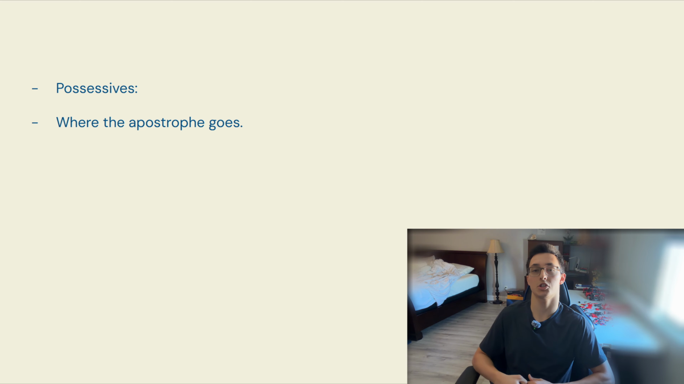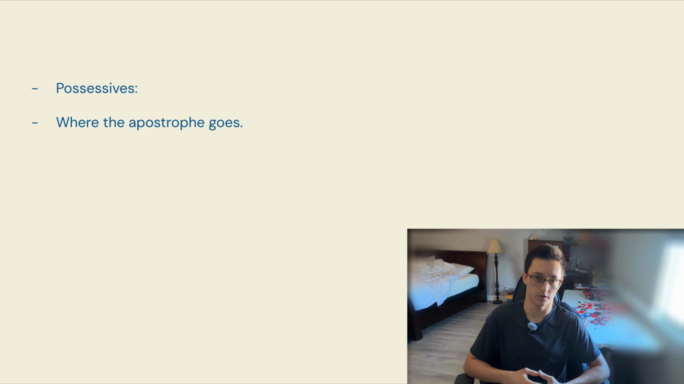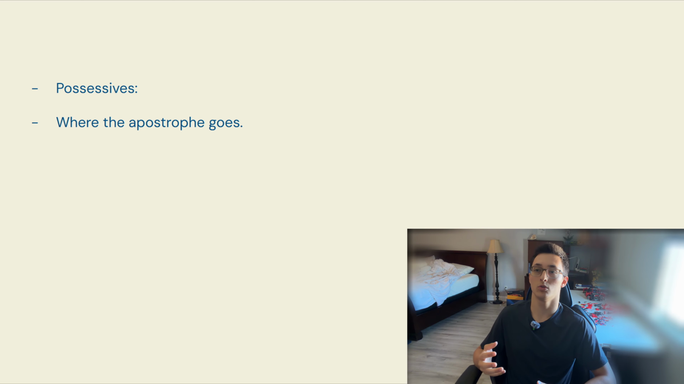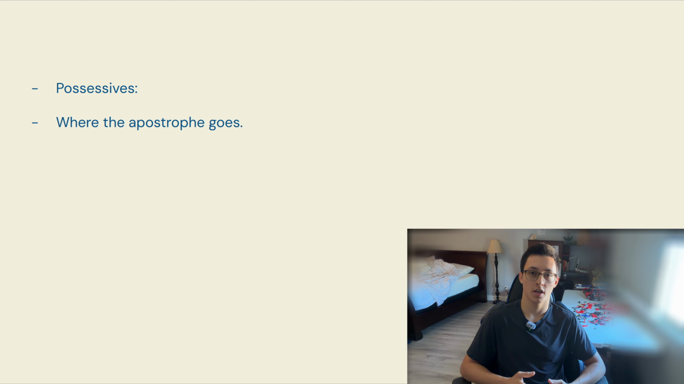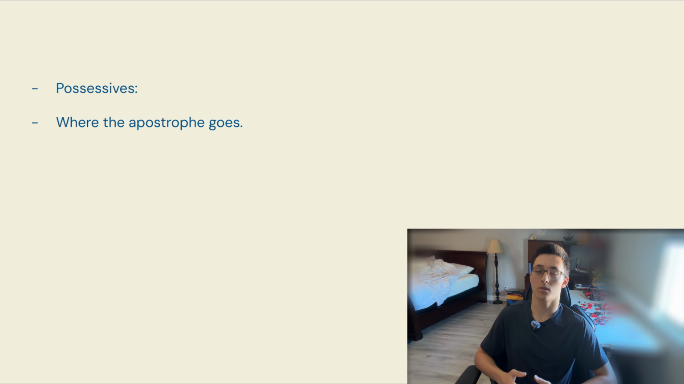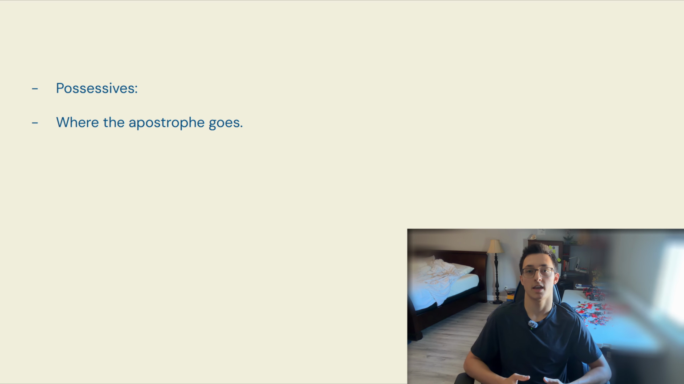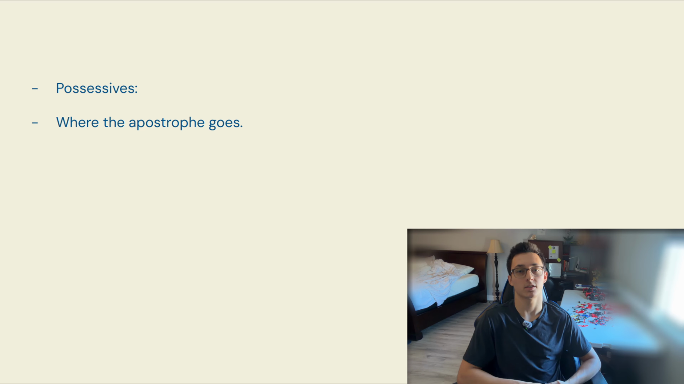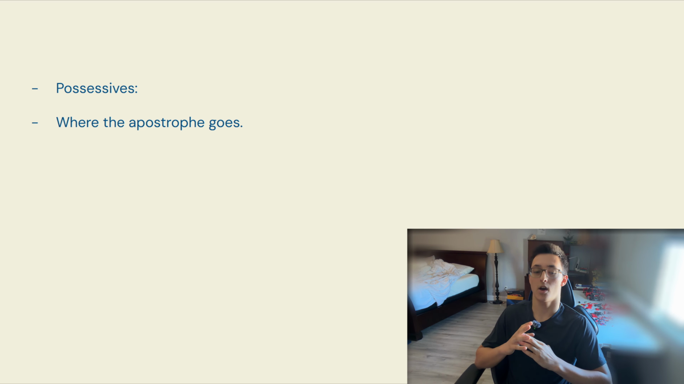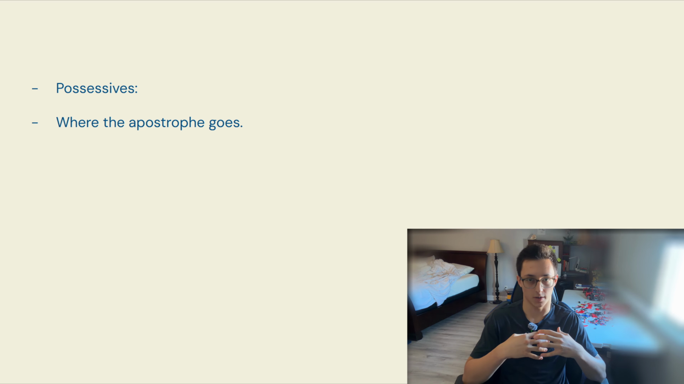Possessives is essentially just where the apostrophe goes. And so for a lot of people who have English as their first language, this comes pretty easily, but there are still a couple tricky questions that can stump you. And so I want to practice a couple of these with you guys so that you guys can really understand how possessives show ownership, right?